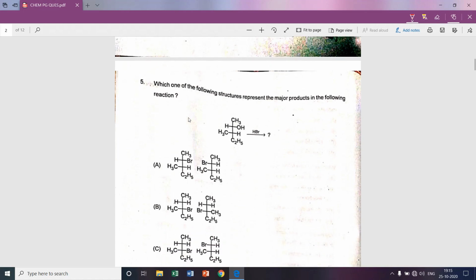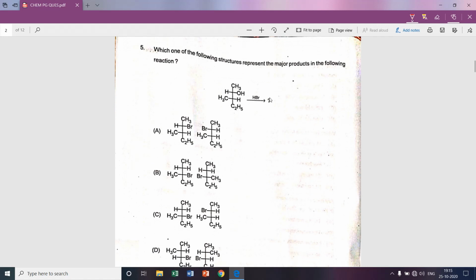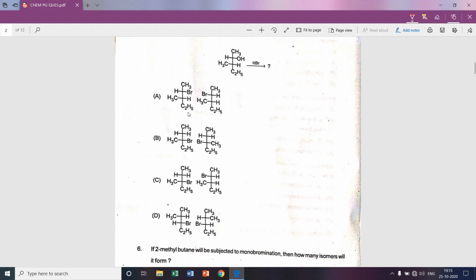Next, come to question number 5. Which one of the following structures represents the major products in the following reaction? And this is a very interesting and important question, as I see that many of the students have marked option A as their correct answer, but the right answer is option D.